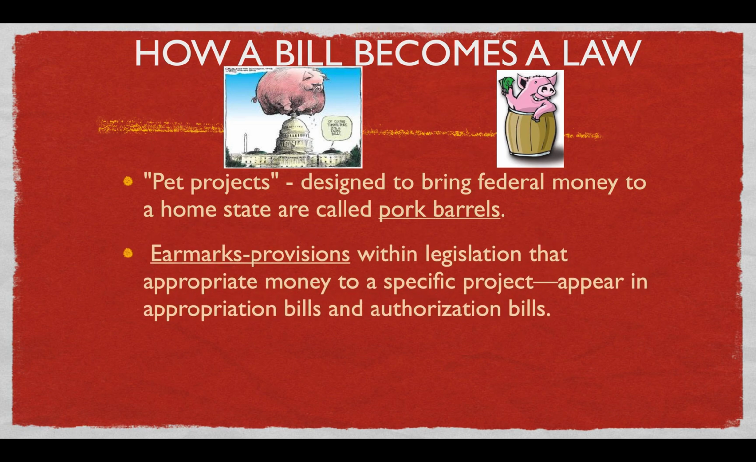These are also called earmark provisions, which are legislation that appropriates money, again, spends federal money on specific projects. So we talked about pork.